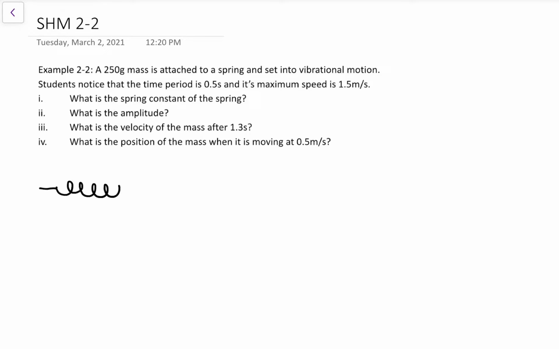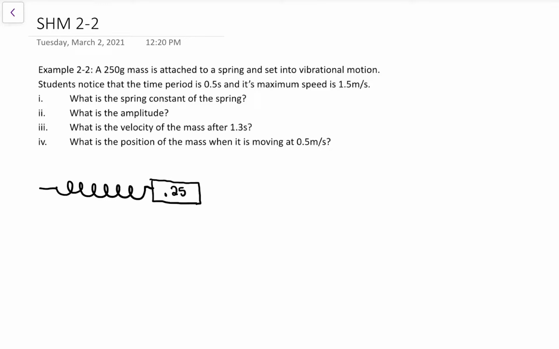We've got a spring. It's always going to be horizontal. I won't give you any vertical. If I do, I'd make it really obvious that it's vertical because then gravity becomes a factor. So we've got this horizontal spring, a mass is attached to it. The mass is 250 grams, but I'm going to put that in kilograms. We'll need that for later.